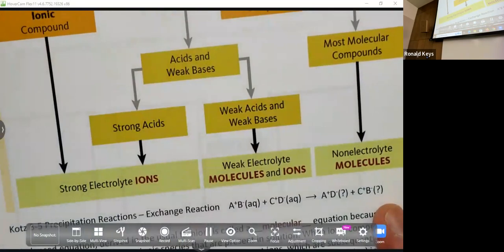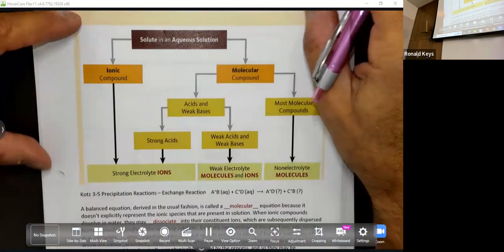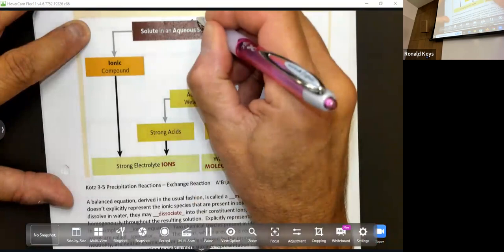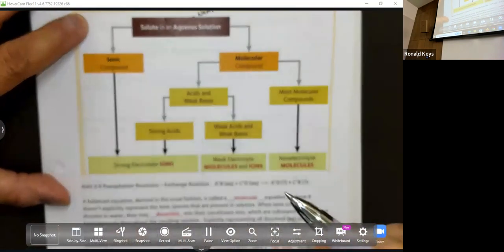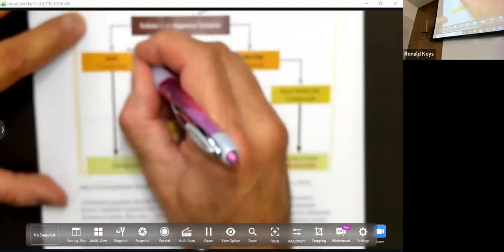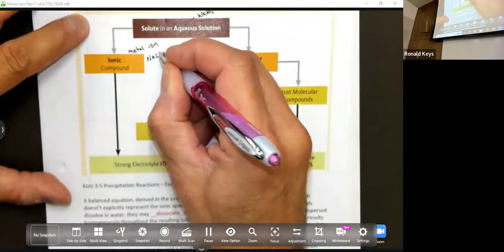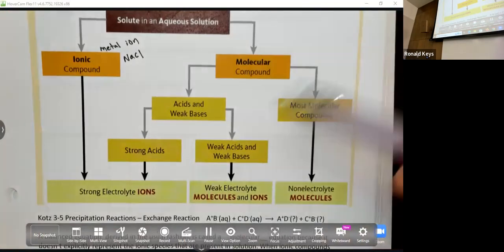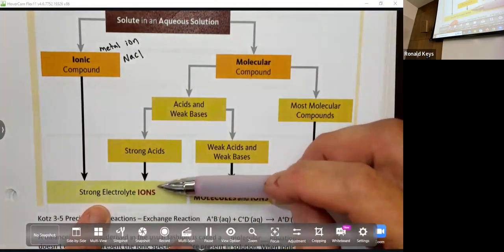Here's kind of a flow chart here. Aqueous solutions mean in water. You have an ionic compound. How do you know if you have an ionic compound? It starts with a metal ion. Think of NaCl. You're going to get lots of ions in solution.